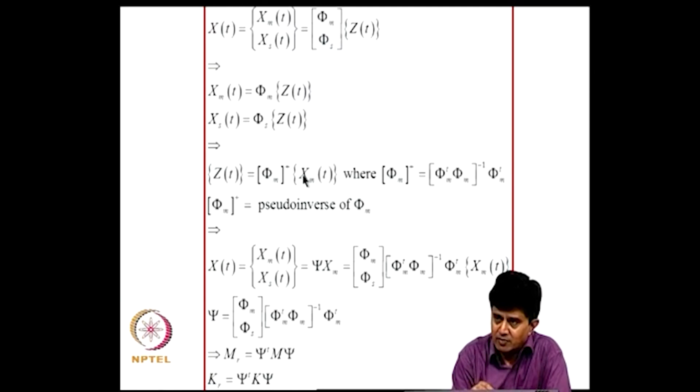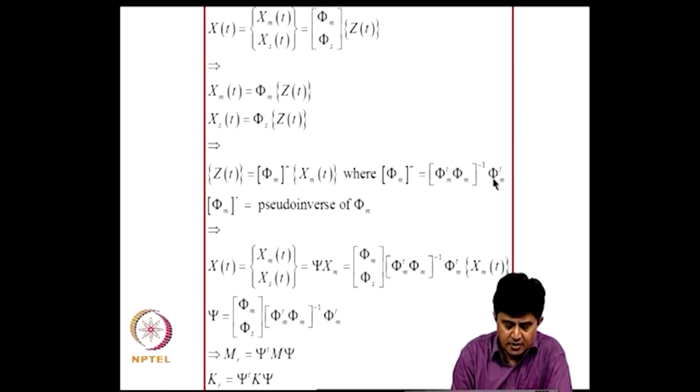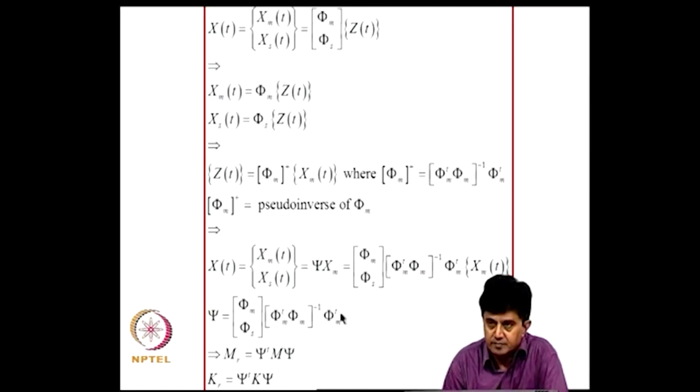I will just shortly explain what pseudo inverse is, but right now we will accept that there is an operation known as pseudo inverse as indicated here, that is phi m plus is this, where plus indicates pseudo inverse. Now, if this is acceptable, then x of t can be written in this form, that is phi m phi s into this. So, the psi matrix which relates x to xm is now given by this.